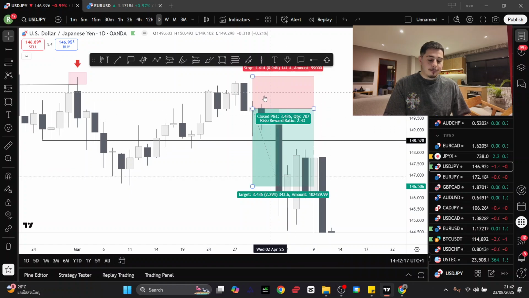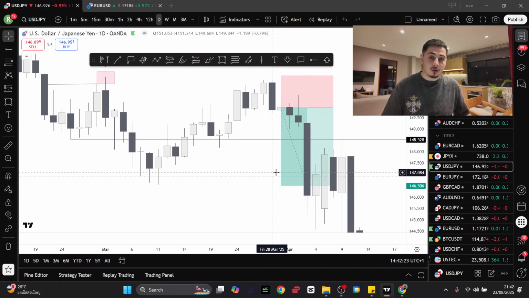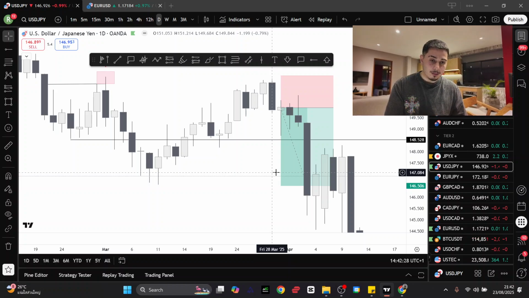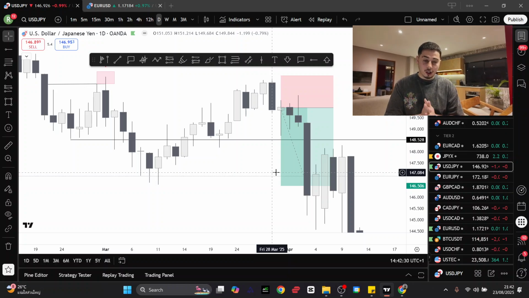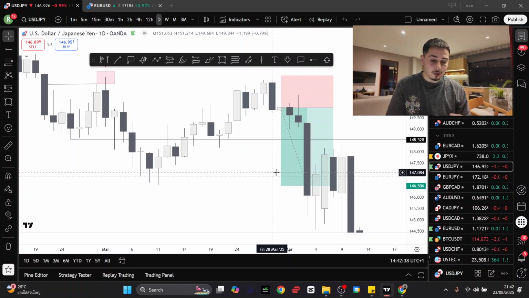Journaling is all about, after a trade, you screenshot it, you make notes, and you explain to your future self what you did well and what you could have improved on. Now, I've got a full-on journal on Excel that I can send to you. So comment journal in the comments if you would like me to send you my journal template.